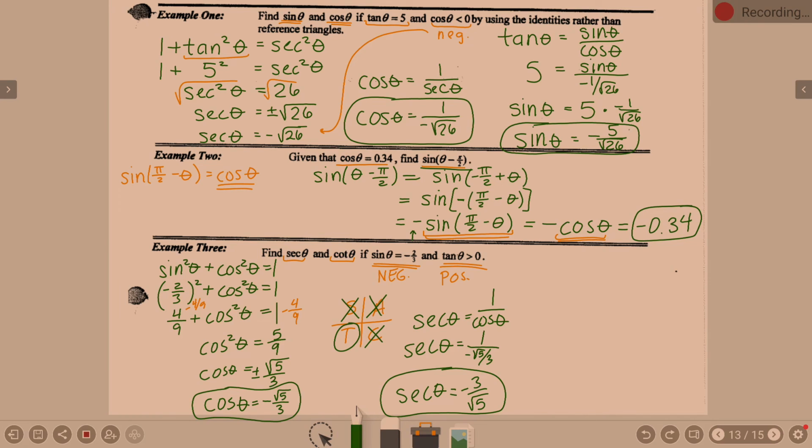Quotient, what quotient property am I using? Cotangent. Cotangent theta is cosine theta over sine theta. So cotangent is negative square root of 5 over 3 divided by negative 2 over 3. Yes? Yeah.